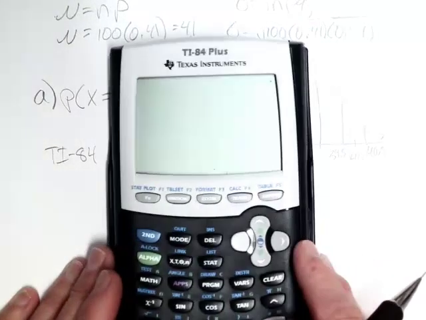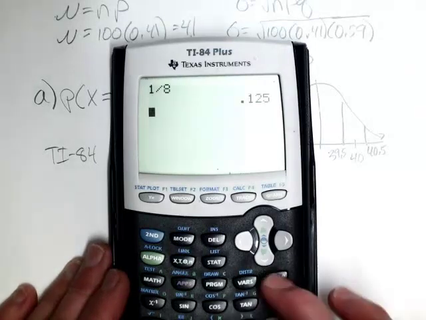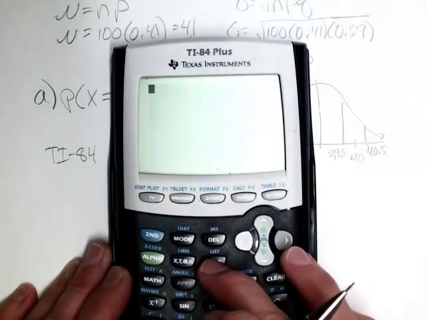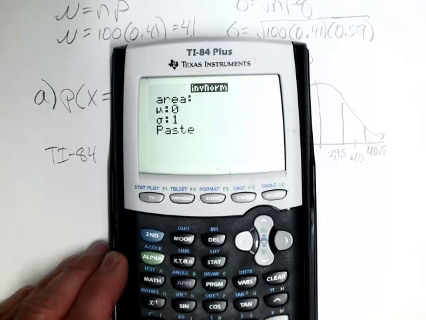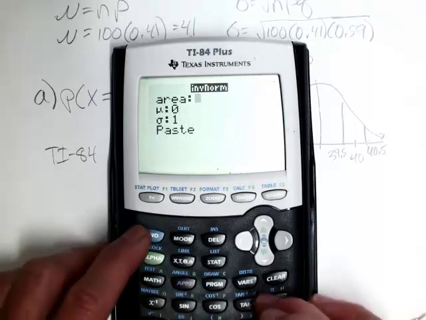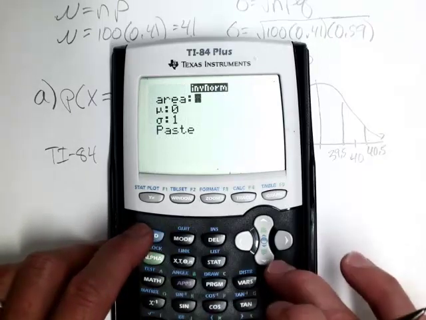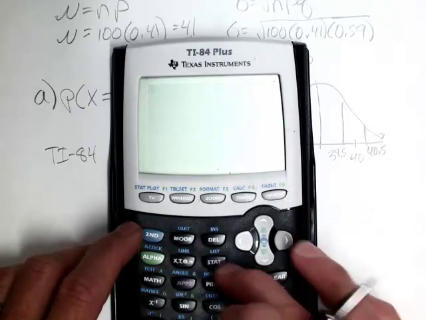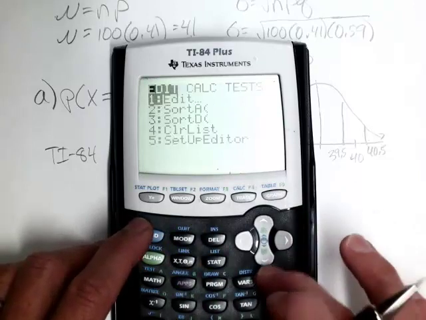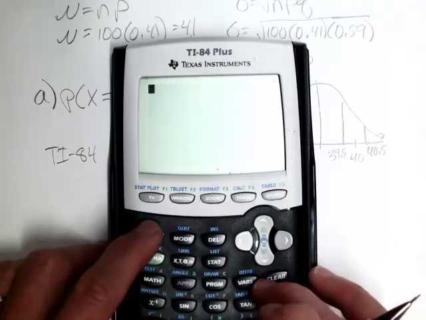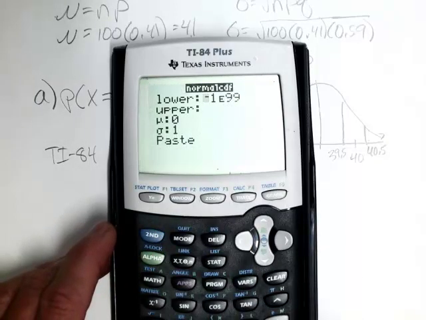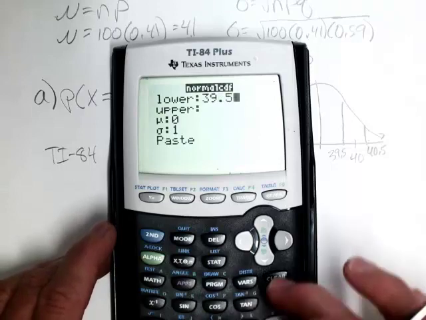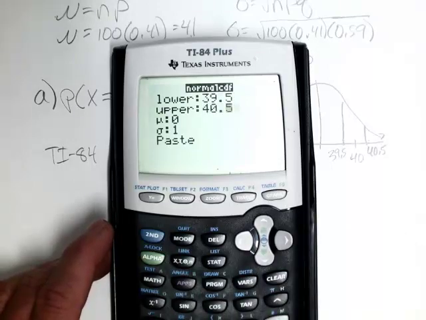Okay, so on the calculator, just to review, we want to go to distribution, and I want to go to the normal CDF. Whoops, shows the wrong one, excuse me. And get out of there. All right, so stat, oops, wrong button again. Okay, so distribution, normal CDF, my lower bound is 39.5, my upper bound is 40.5.